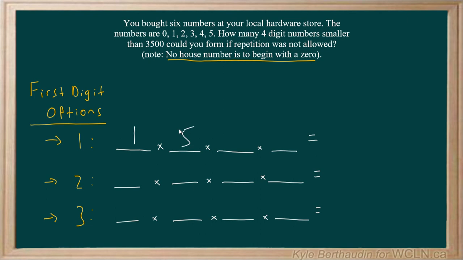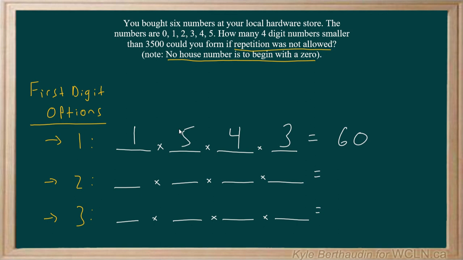For the third digit, we can use any of the numbers that haven't already been used. Remember that we are not allowed to repeat. So we could use any number except for 1 or whatever the second digit is. That leaves us with 4 options. For our final digit, again, we can use any number that hasn't already been chosen, and we've used 3 of the 6 total numbers. So that means that we have 3 other options for our final digit. Multiplying these through, we find that there are 60 different options if the first digit is a 1.